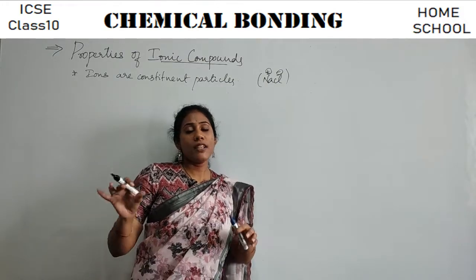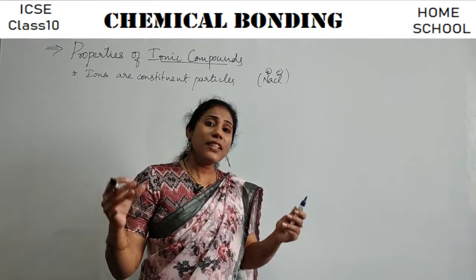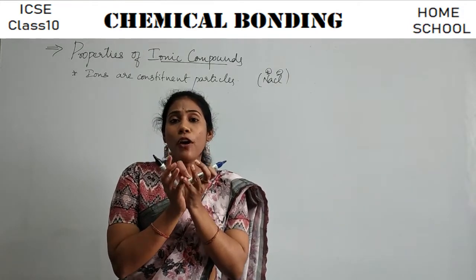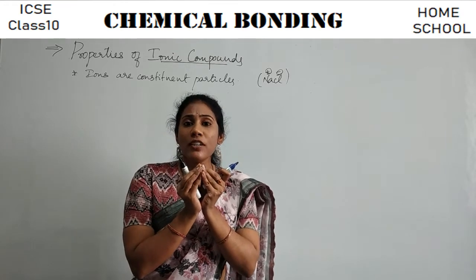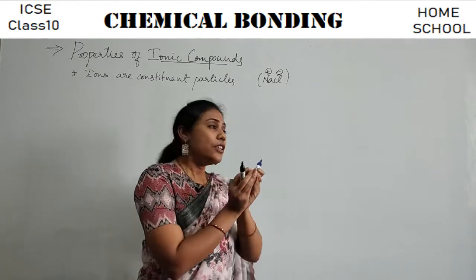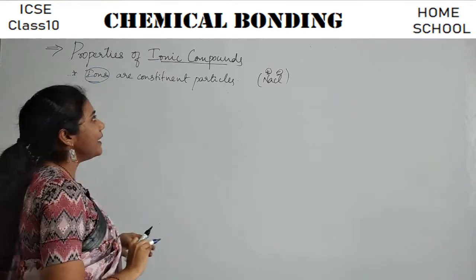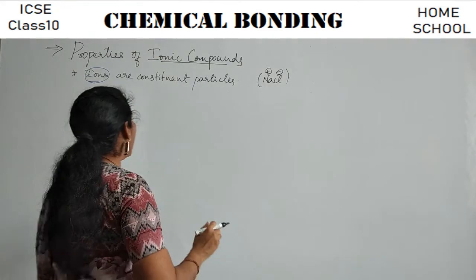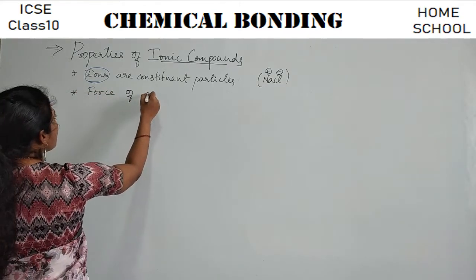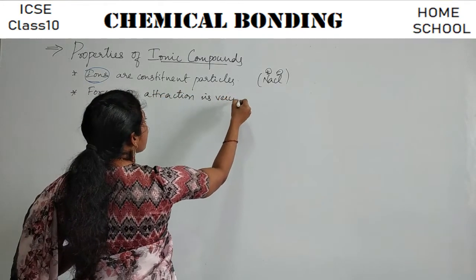In the whole solid, you have lots of Na plus and Cl minus ions combined together with a force of attraction. Right? So if you take a solid amount of NaCl, which are the constituent particles? Ions. Which ions? Na plus ions and Cl minus ions. So that's the reason we say ions are the constituent particles in case of ionic compounds. And the force of attraction is very strong, guys.